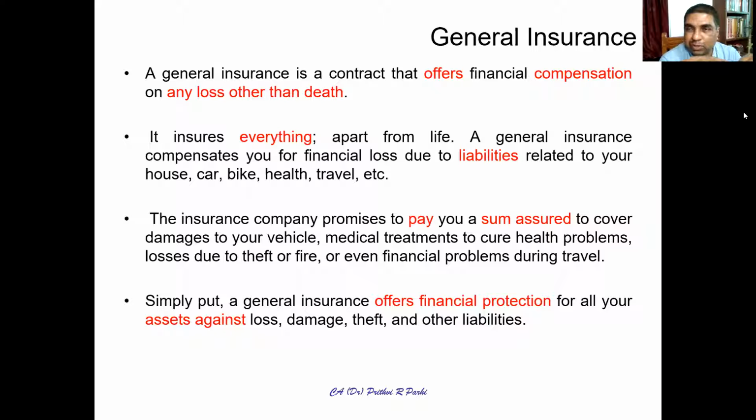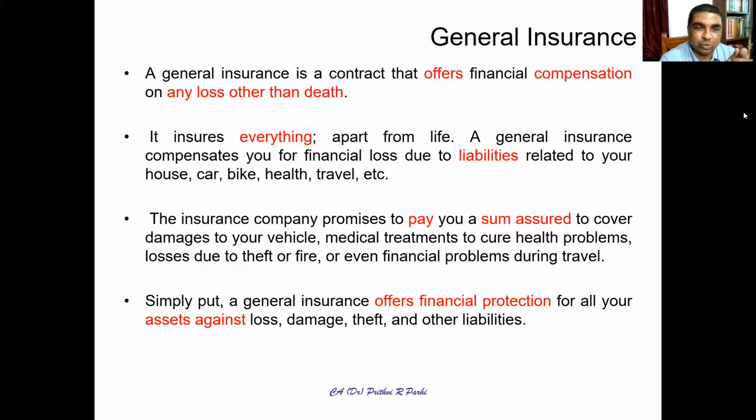Examples are, let us say, house insurance, car insurance, bike insurance, health insurance, travel insurance, the professional indemnity insurance, like this. So many policies are there. So one can take these policies and protect himself against this kind of losses. In this kind of policy, what happens? The insurance company promises to pay a sum assured to cover up the loss, to cover up the financial loss. Financial loss can be covered, just some compensation paid by insurance company.